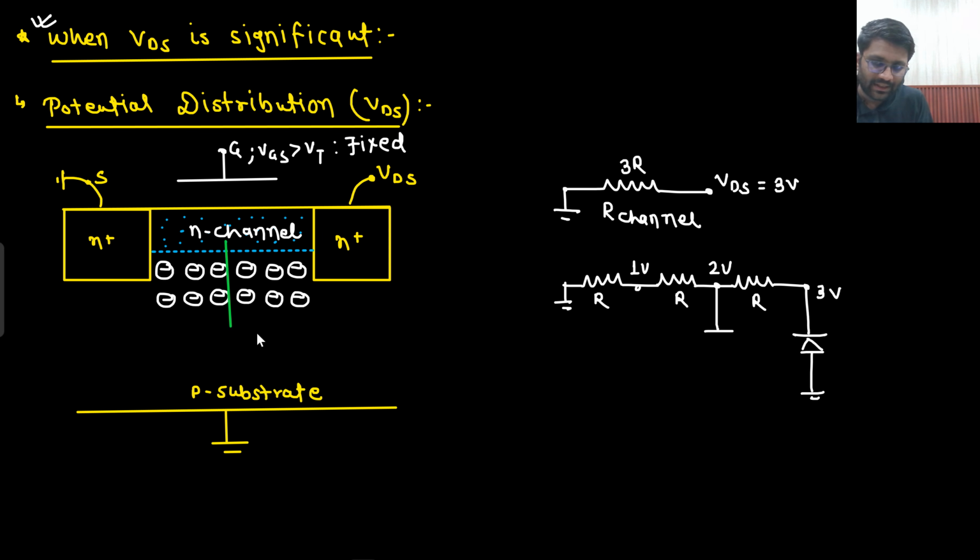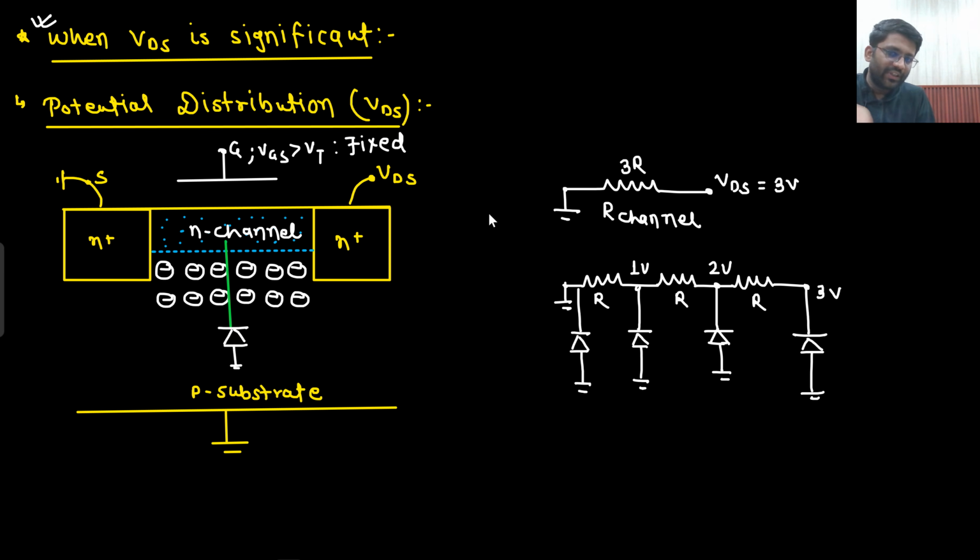This is your channel which is N type. I am ignoring the depletion region. Channel is N type and substrate is P type. So there is a diode present. Channel substrate diode is there. So yes or no? Here also, this is the end of the channel, no? At the end of the channel as well there is a diode present.